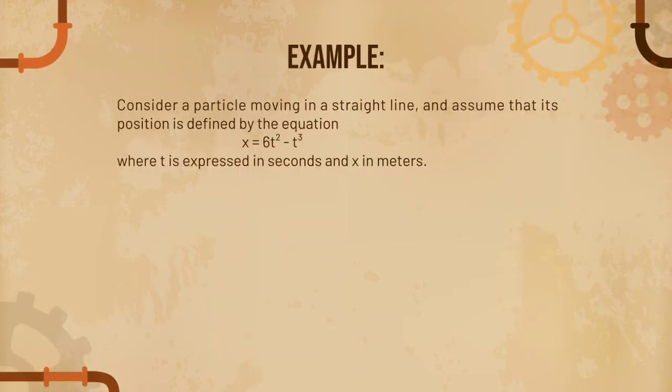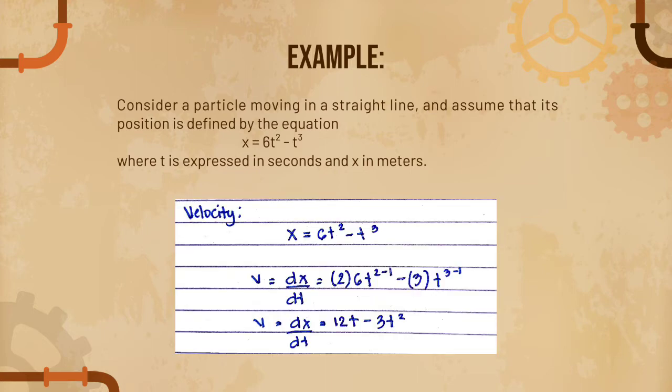Example: consider a particle moving in a straight line and assume that its position is defined by the equation x is equal to 6t squared minus t cubed, where t is expressed in seconds and x in meters. The velocity at any time is obtained by differentiating x with respect to t. So, from the given equation, it becomes v is equal to dx over dt is equal to 12t minus 3t squared.